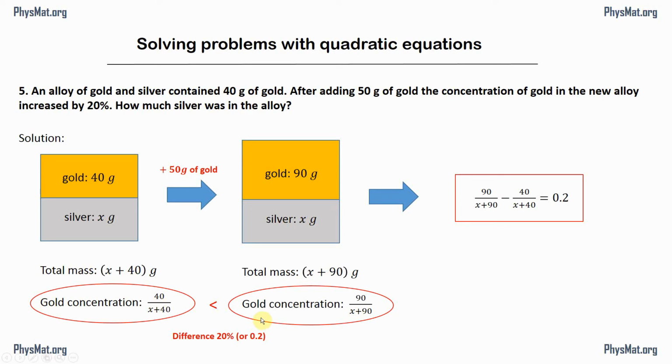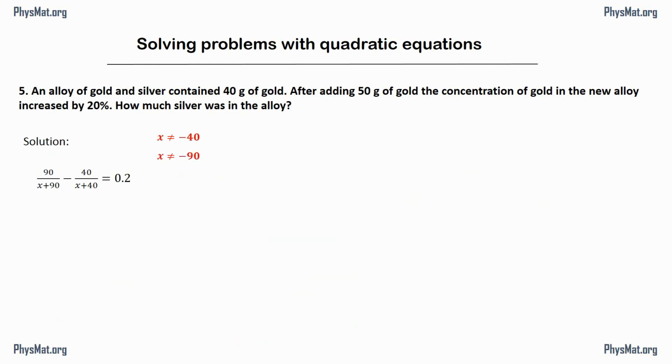And we know that the difference between the two concentrations is 20%, or in the way we define the concentration, it's 0.2. It's a fraction of 1 rather than a fraction of 100. So we can write down an equation that the new concentration, which is 90 divided by x plus 90, minus the old concentration, 40 divided by x plus 40, is equal to 0.2. It's again a rational equation, and we need to solve it in the same way as we solved the equation in the previous problem.